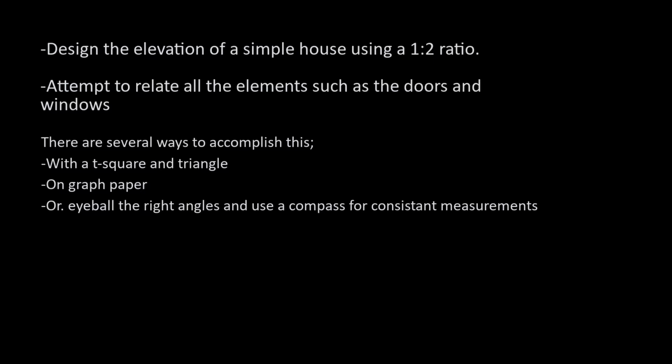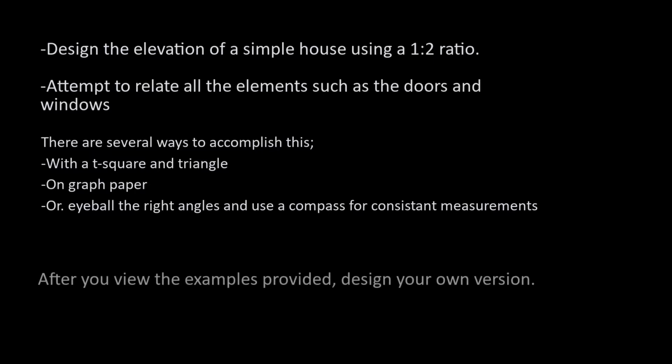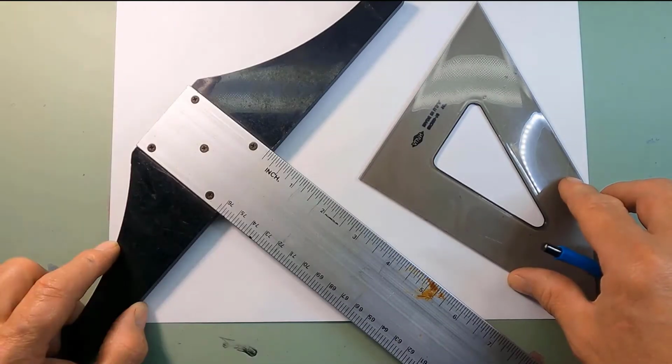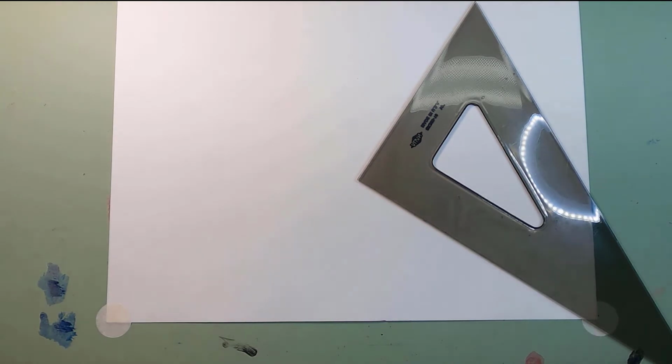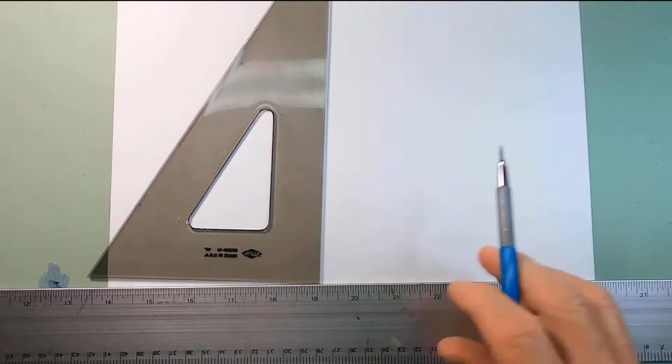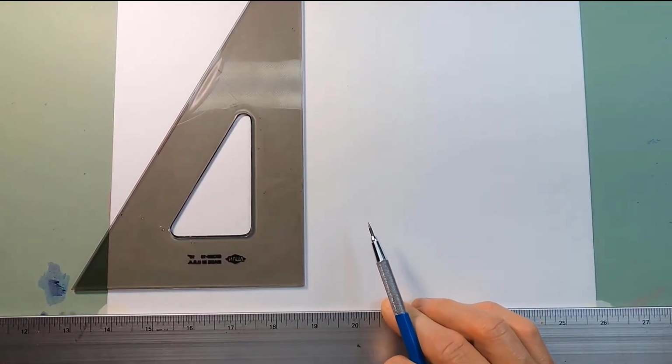There are several ways to accomplish this: with a T-square and triangle, on graph paper, or you can just eyeball the right angles and use a compass for consistent measurements. The first method is using a T-square and triangle. This will assure accurate results and square corners.